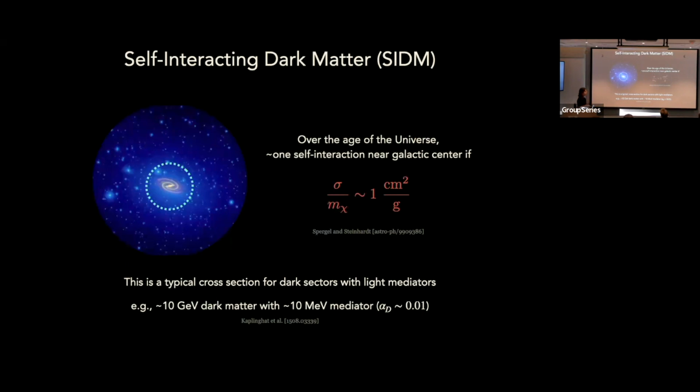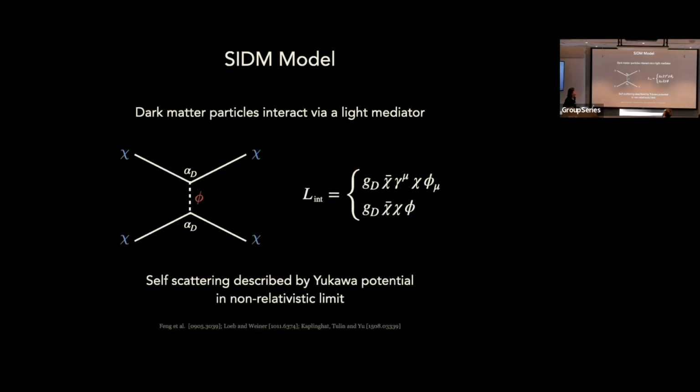Now, that kind of cross-section is very typical for dark sectors. It shows up in a lot of different kinds of models, ones with light mediators. So there's certainly been a revival over the last few years in thinking about these scenarios because they are coming out to be very generic in this context. For the purpose of example, the SIDM model that I'm going to consider looks like this. I have two dark matter particles come in, they interact via this light mediator particle here, and they just scatter off. In the non-relativistic limit, this is essentially just a Yukawa potential. So you can think of it that way.